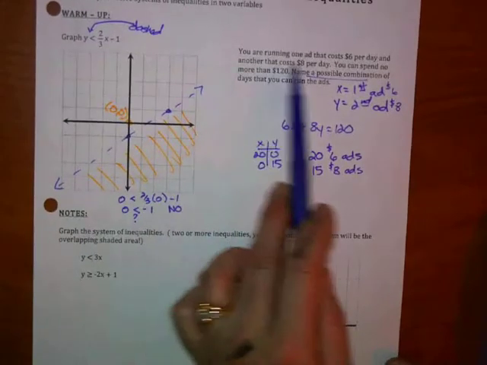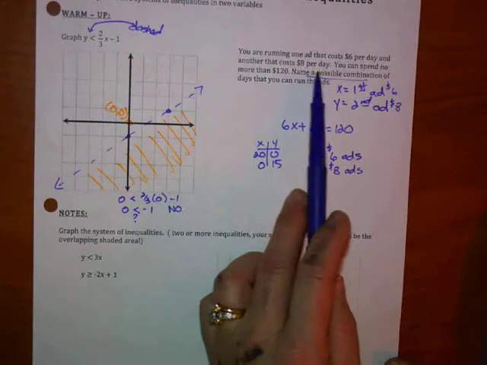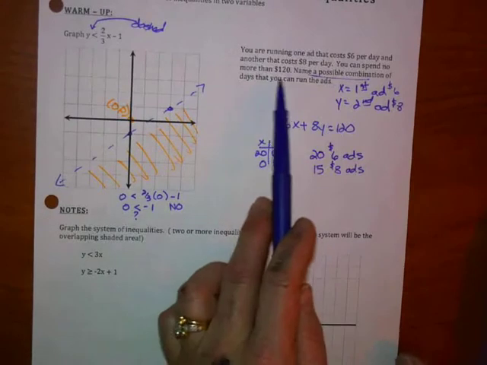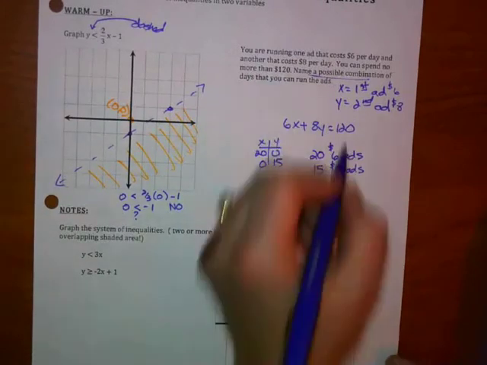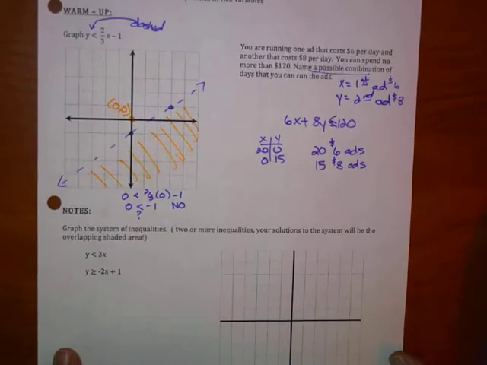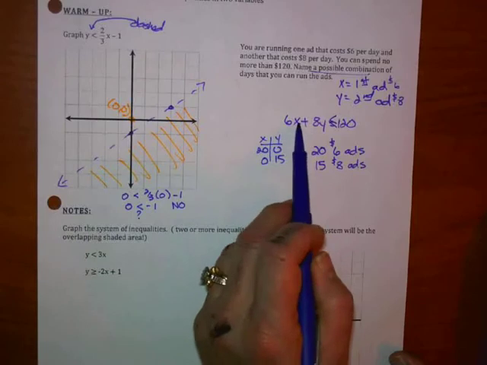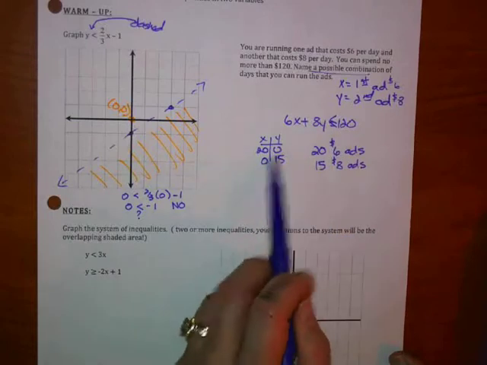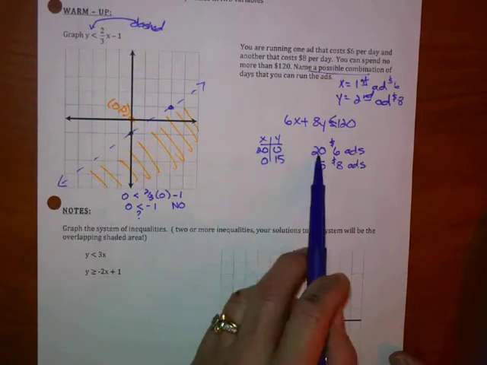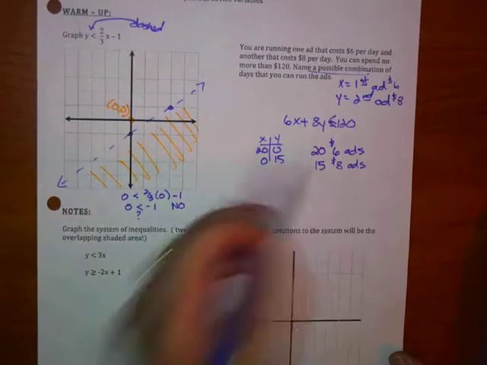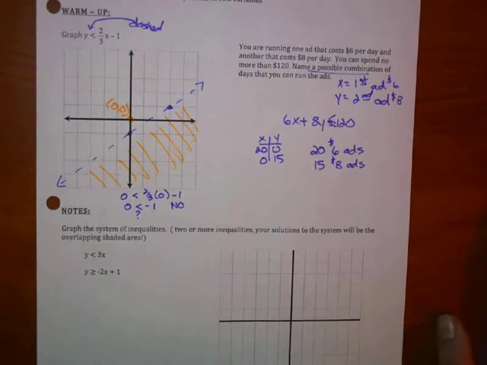All right, here. You're running one ad that costs $6 per day and another that costs $8 per day. So I have two different variables I wrote here. You can spend no more than $120. So this actually should be less than or equal to, but it doesn't really make a difference to solve what you're asked for here. So what I did was I wrote, okay, $6 for the first ad, $8 for the second ad has to equal 120 or less than. If I used the intercepts, I could find out that if I plugged in 0 for y, I could have 20 $6 ads. If I plugged in 0 for x, I could have 15. So here's a combination: 20 and 15 would be one combination that would work.